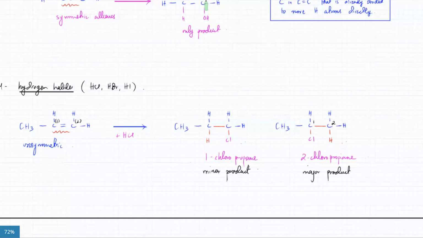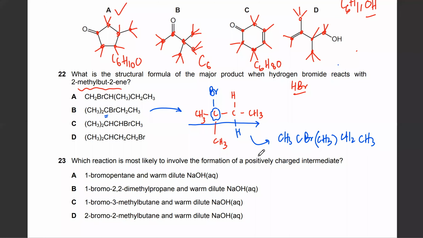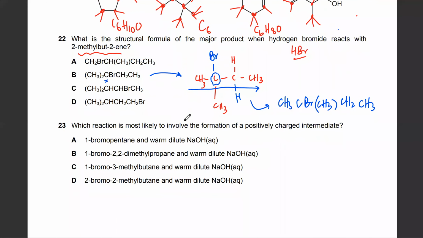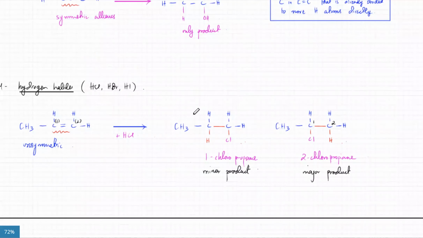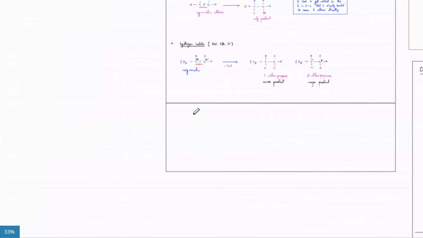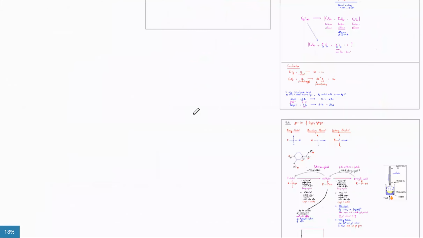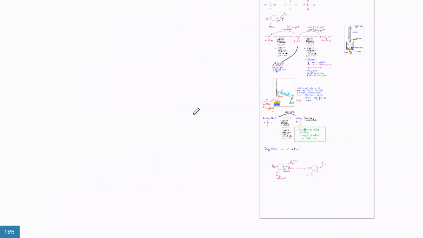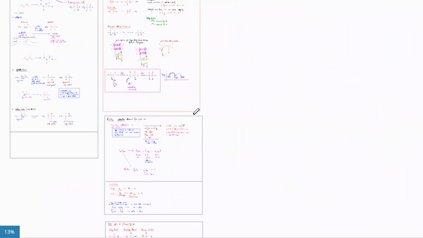Now the next question: which reaction is most likely to be involved in the formation of a positively charged intermediate? For this, we would have to study a bit about halogenoalkanes. So let me quickly talk about it. Let's do it over here.